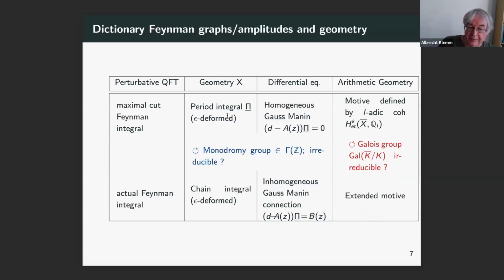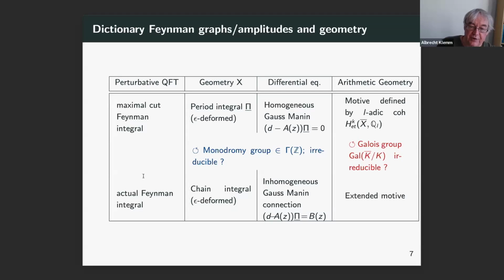So let me give you a little bit of an overview. We have in perturbative quantum field theory these so-called maximal cut integrals. That is, if we bring the intermediate momentum on shell, and that's a relatively easy integral.